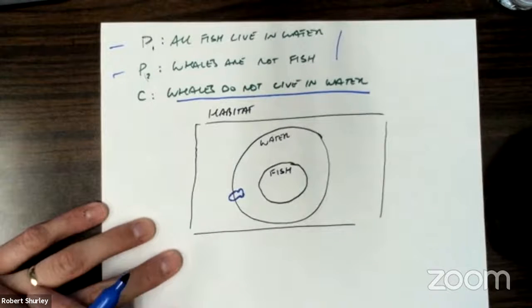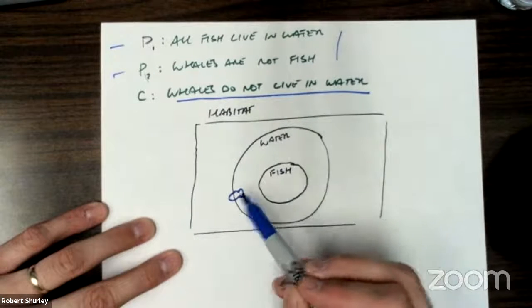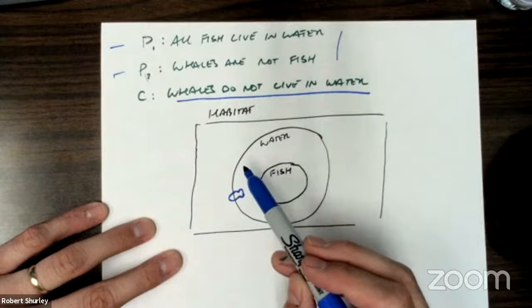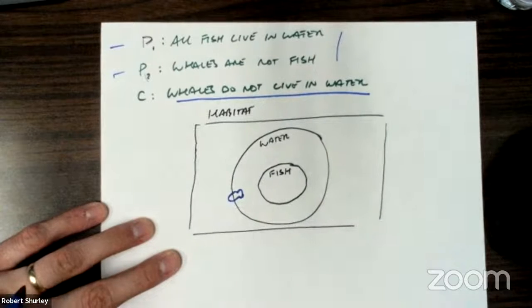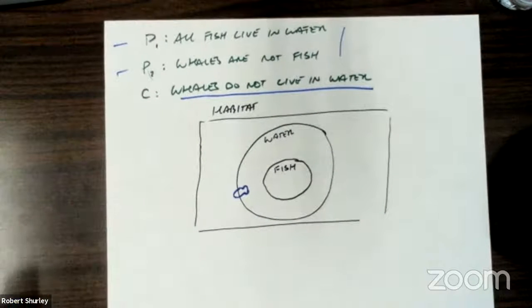And we've just defined that whales aren't fish. Okay, so look, this whale right here can't be in the fish bubble, but he could be in the water bubble or the non-water bubble. So be careful on how these are presented, if they're valid or not valid. In this one, we would say this is not valid.